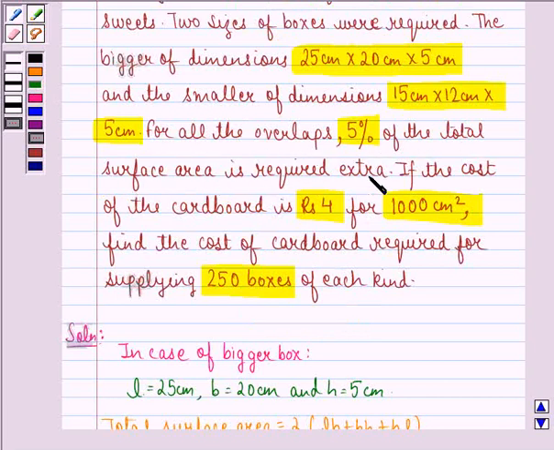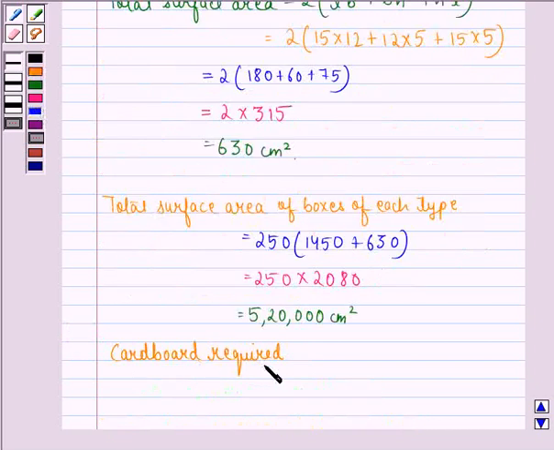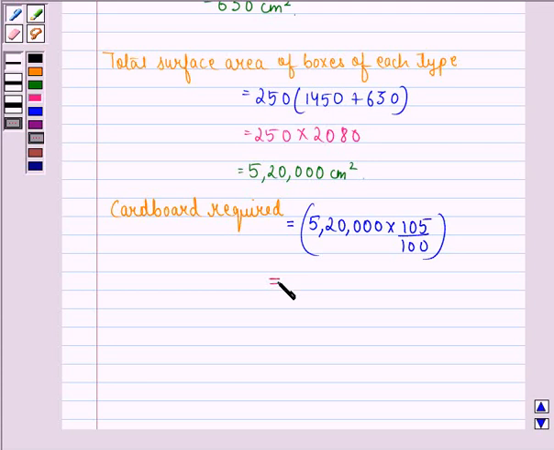Now it's given to us in the question that for all the overlaps, 5% of the total surface area is required extra. So cardboard required will be equal to 520,000 into 105 by 100, because it is given that 5% extra is required. That means totally 105% is required. So we have 105 divided by 100 into 520,000, that is 105% of 520,000, because 5% extra is required.